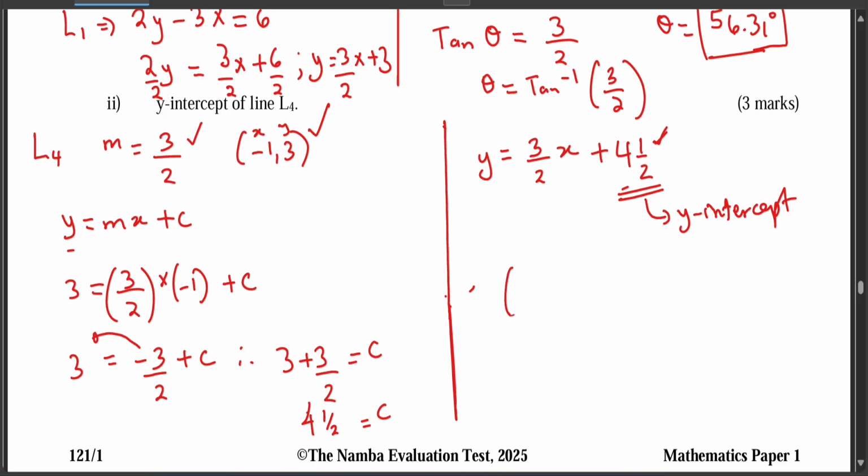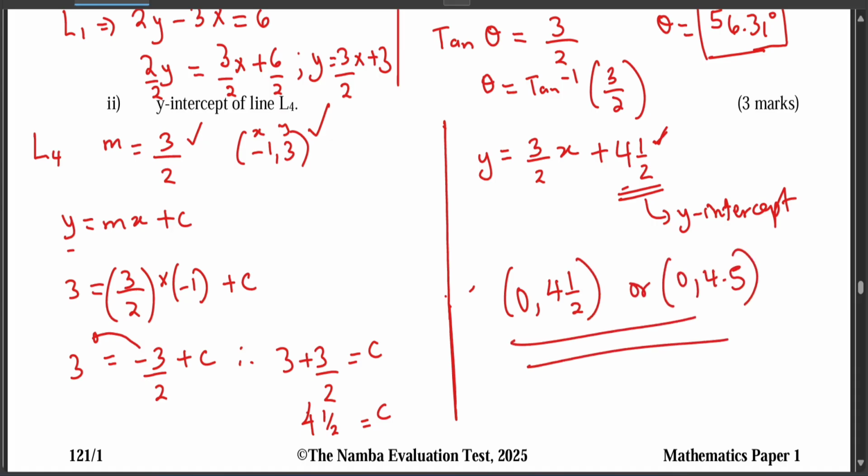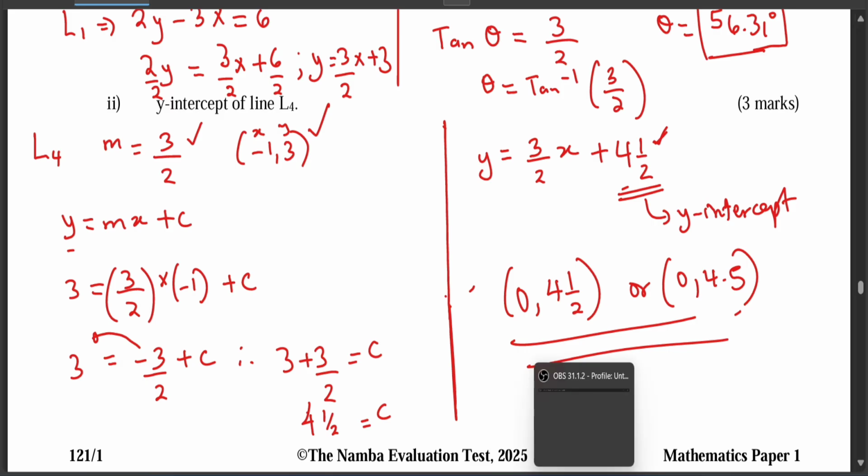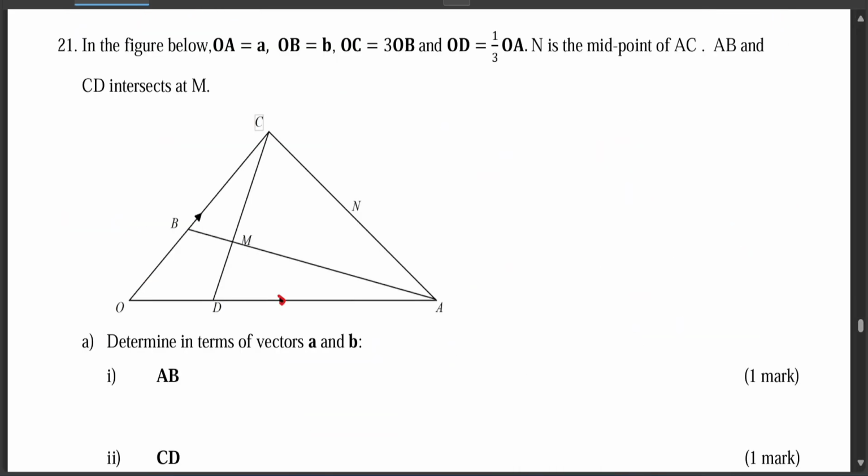Don't write 4.5, write it as (0, 4.5) if they want you to write it as a point. But that is your answer. So let's continue with the other question. Okay, question 21.